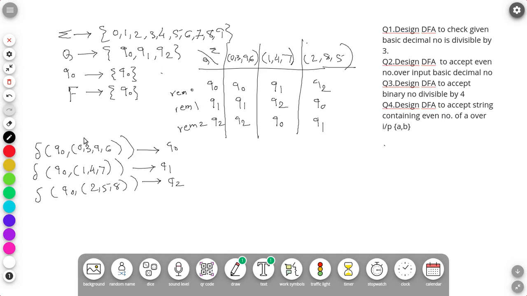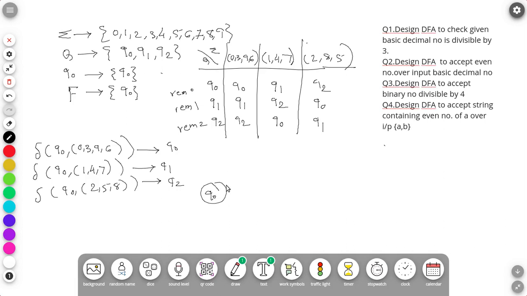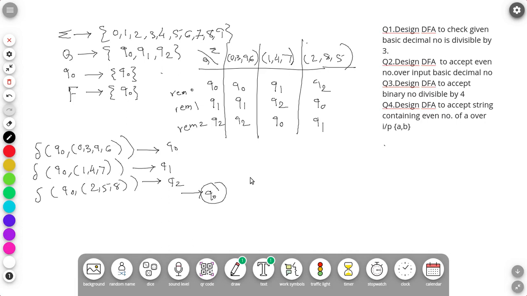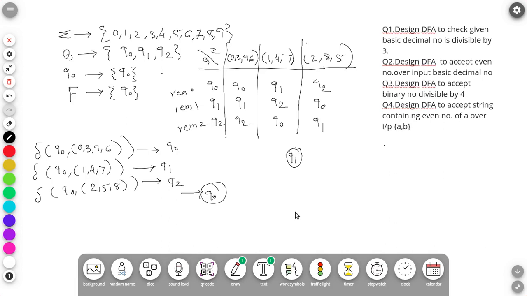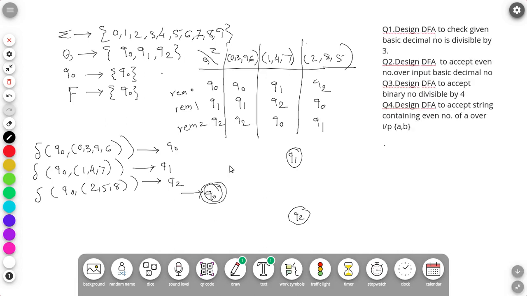Now I have to draw the state transition graph. For drawing it, I require the states. The states present for this DFA are Q0, Q1 and Q2. I'll draw each along with a circle. I'll show a start state along with a starting pointer. Then I have the Q1 state and the Q2 state. My final state is also Q0, so I'll double circle it. Every final state is shown with a double circle.